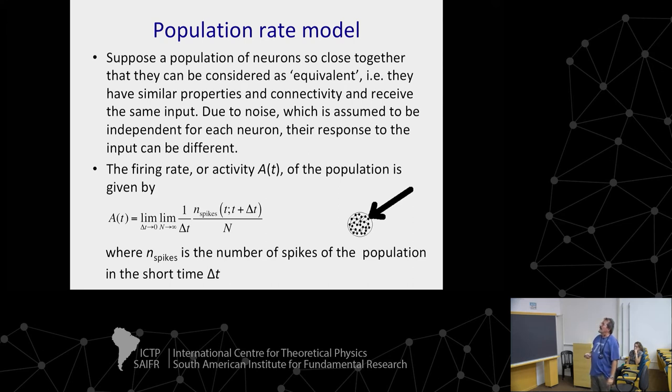world. Of course, due to the noise, you have variability in their spike times, and then you can define the firing rate or activity A of T of this population as just the sum of spikes emitted by the population over a short time interval divided by the number of neurons in that population. So this would be the activity. So the activity would be the variable that would be, say, similar to the F of U in the rate-based model. Okay?